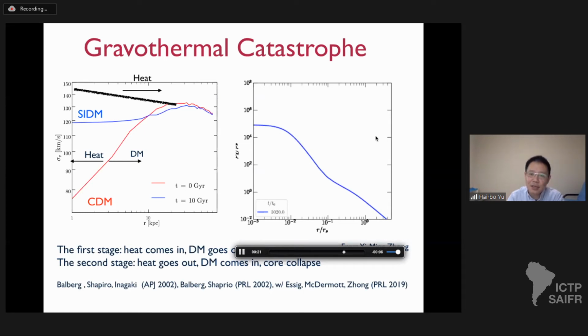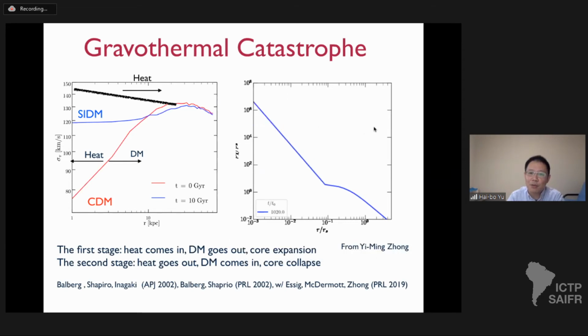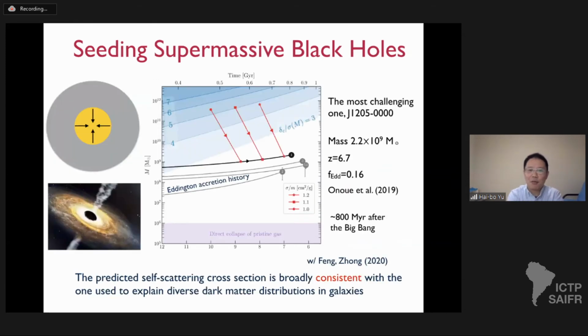So eventually, it becomes something called a singular isothermal profile, actually much more cuspy than the NFW profile you would expect, right? So now you may say, well, what are the observational consequences? Well, there's one bonus you get from this idea: it may help you to explain the origin of supermassive black holes you observe in the early universe. Astronomers observed black holes of mass 1 billion solar mass when the universe was about 800 million years after the Big Bang, right?